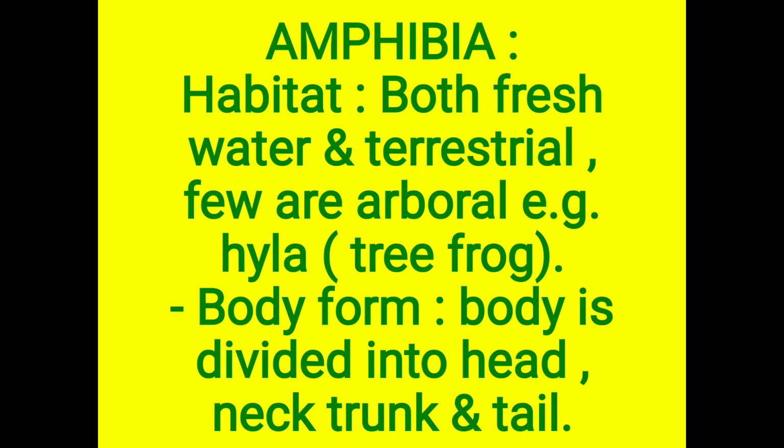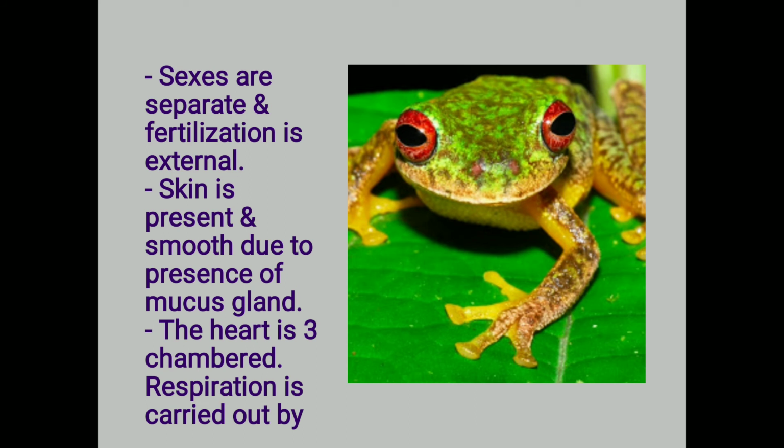They will have a coelom. They will have complex body differentiation with different organ systems. So here in amphibians, the body is divided into head, neck, trunk, and tail. Sexes are separate and fertilization is external. The female frog and the male frog are separate and they can be recognized externally, that is, they show sexual dimorphism.